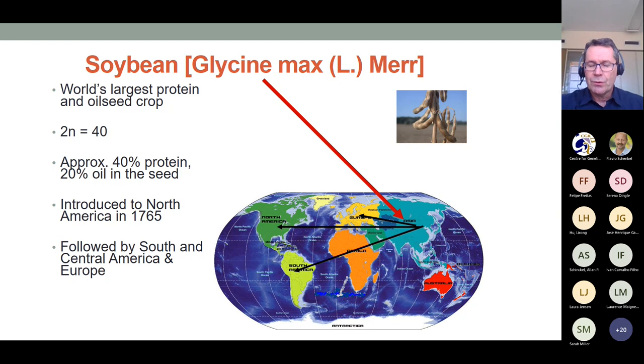It wasn't introduced to North America until 1765, when a farmer in Georgia brought soybeans to his farm and grew it as a forage crop rather than for seed. So the introduction of soybeans to North America came first, and then soybeans were only later introduced to South America, Central America, and Europe. Although Europe was adjacent to Asia, soybeans actually made it to Europe later than they made it to North America.